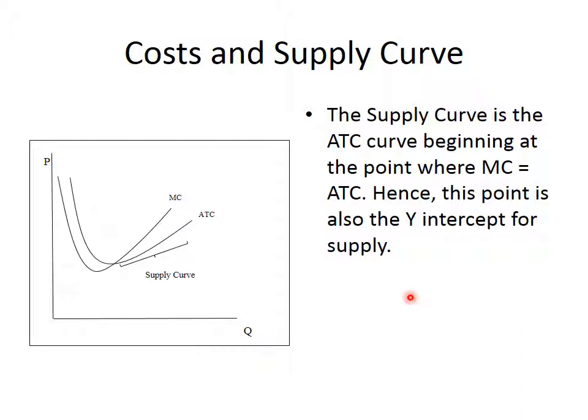Now, here's where it gets really interesting. Here's where it gets really fun. I mentioned this in the lecture where we discussed costs, the number of which escapes me right now. What the supply curve actually is, if you look right here, this looks very much like a supply curve. The supply curve is actually the average total cost curve after it intersects with marginal cost.